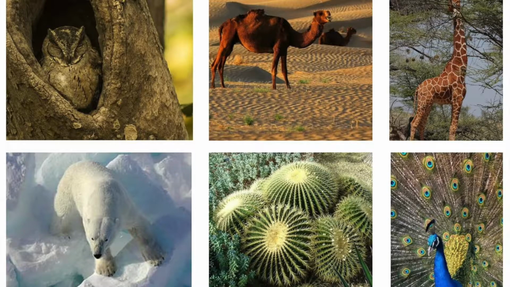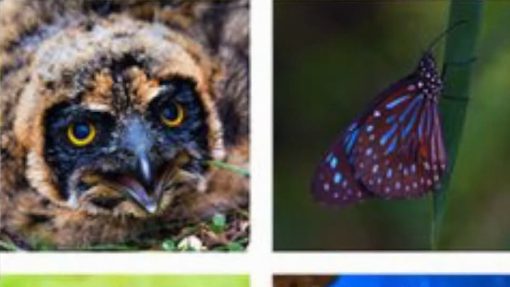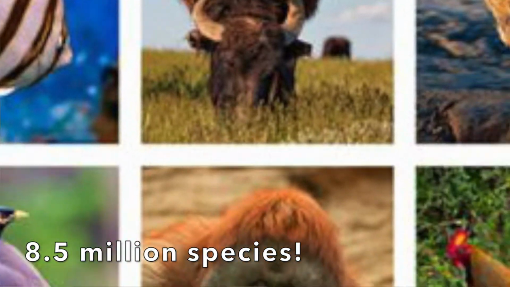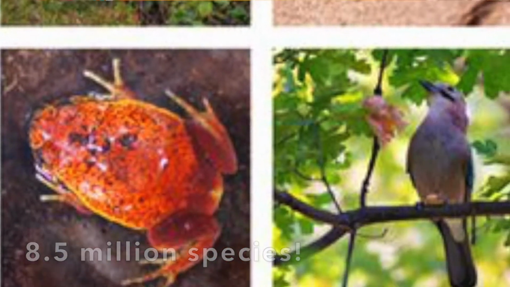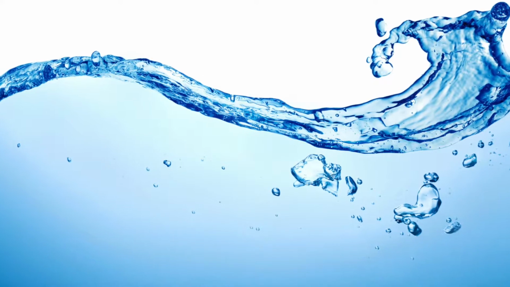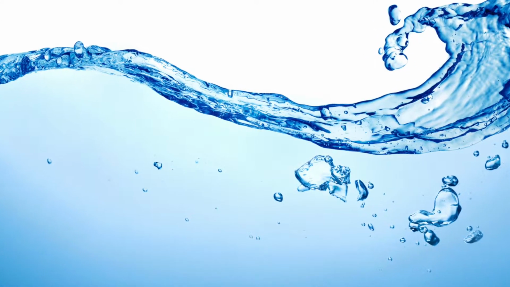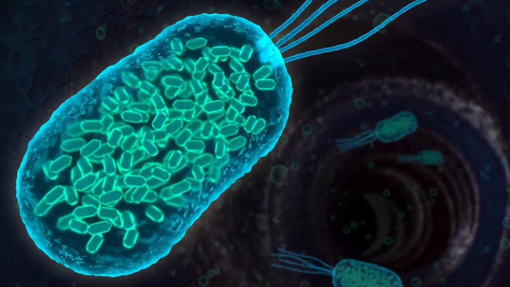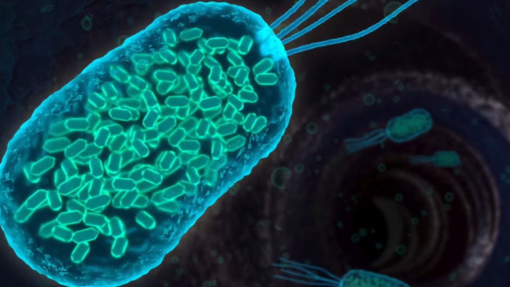Organisms are everywhere. In research studies, scientists believe that there are over 8.5 million species of organisms on Earth. So in this experiment, you will see how the different kinds of water around you have so many different organisms that you can't even imagine.